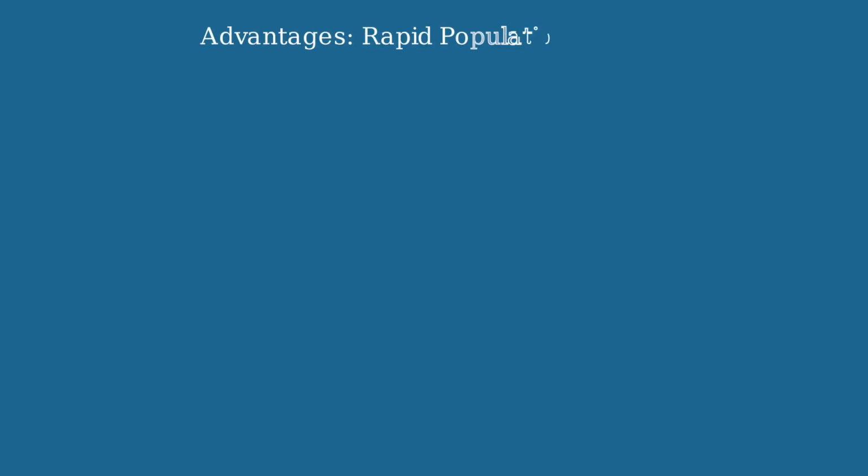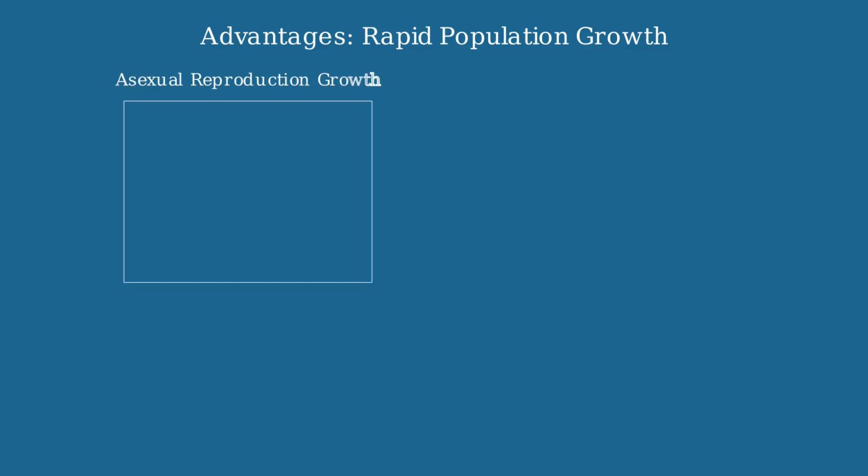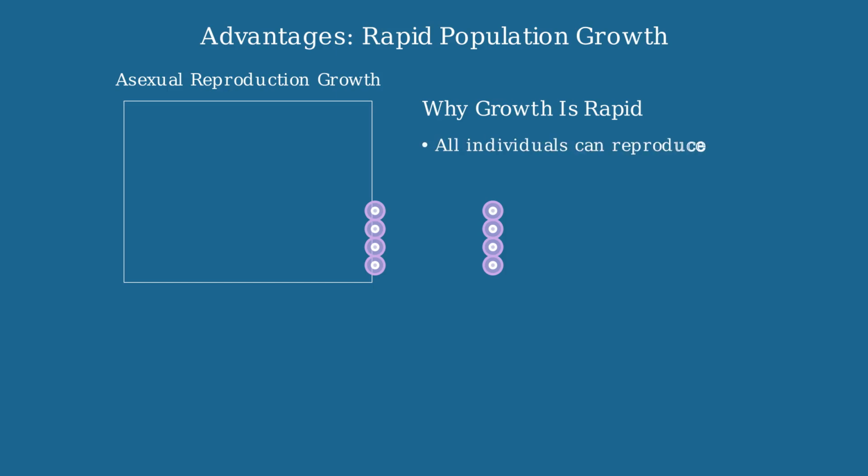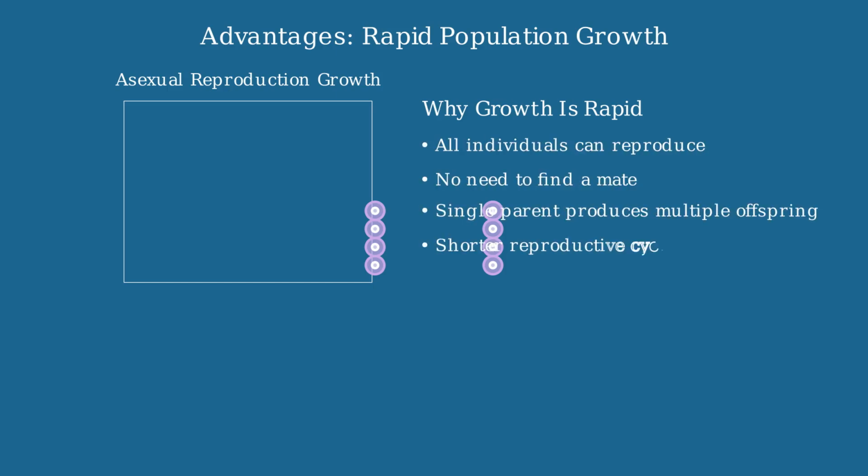Rapid population growth is one of the most significant advantages of asexual reproduction. In asexual reproduction, a single organism can produce multiple offspring without needing to find a mate. This allows populations to grow exponentially, doubling with each generation. There are several reasons why asexual reproduction leads to faster population growth.